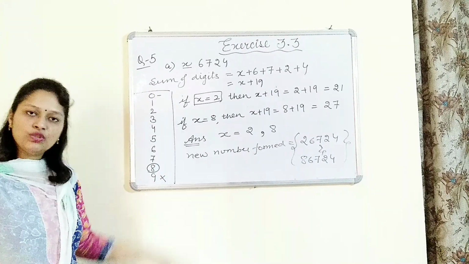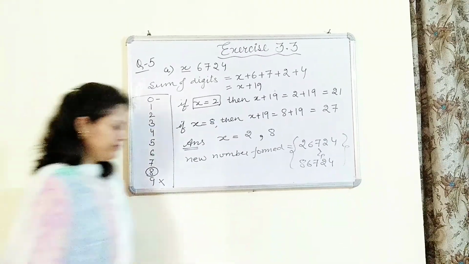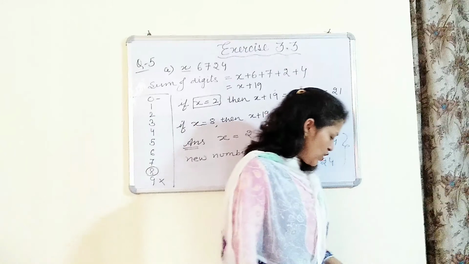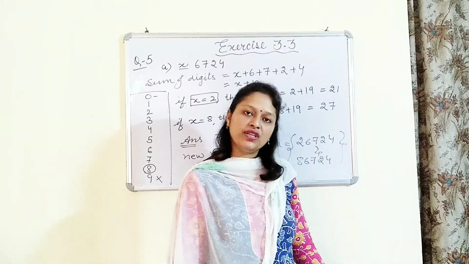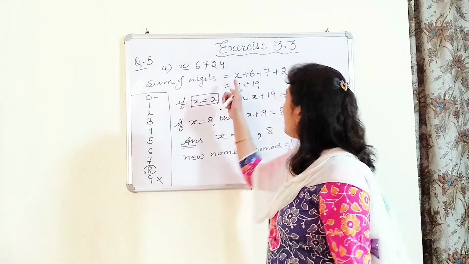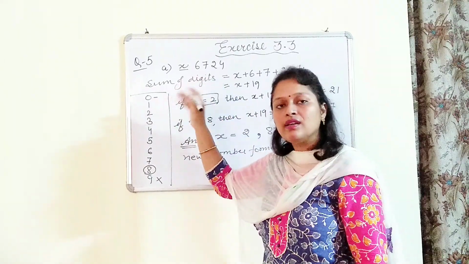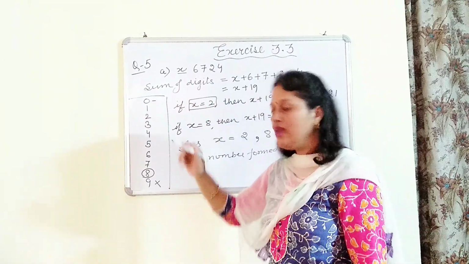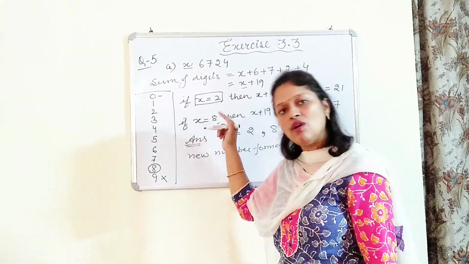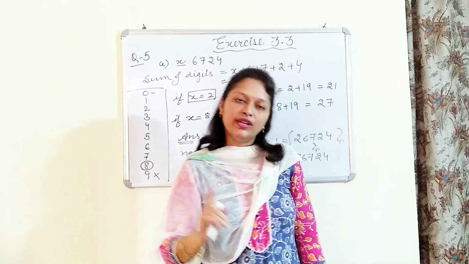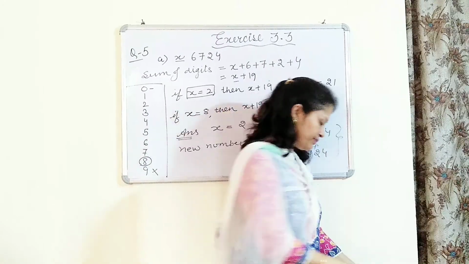I hope this question is clear to you, children. Now there is one more part of this question. I want you to do it yourself. The question is similar. First of all, you will assume the blank space to be filled by x. Then you will find the sum of digits, and after that you have to find the value of x. So I hope that you can do it yourself.